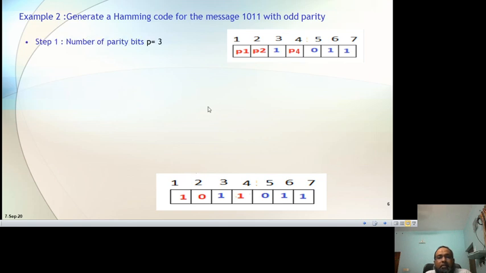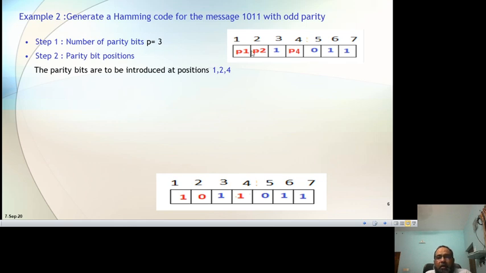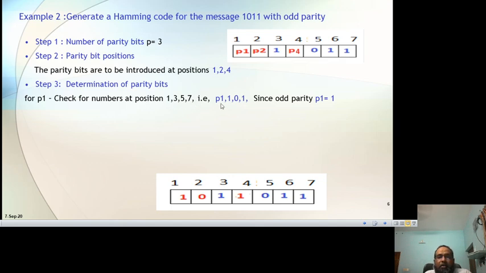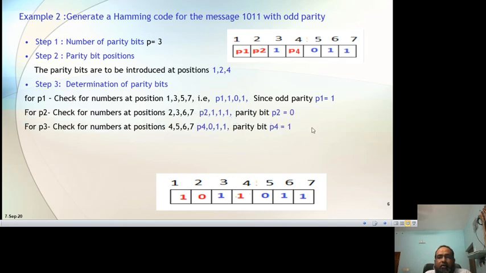Then another example with odd parity, message 1011. The same rules and steps are followed, but the difference is that it is odd parity, so you have to make sure that the number of ones is odd including the parity bit. Following the same procedure, you get P1 as 1, P2 as 0, and P4 as 1. So 1, 0, 1 are the parity bits, and the total message including the parity and message bits gives the Hamming code. Here the Hamming code is 1011011.